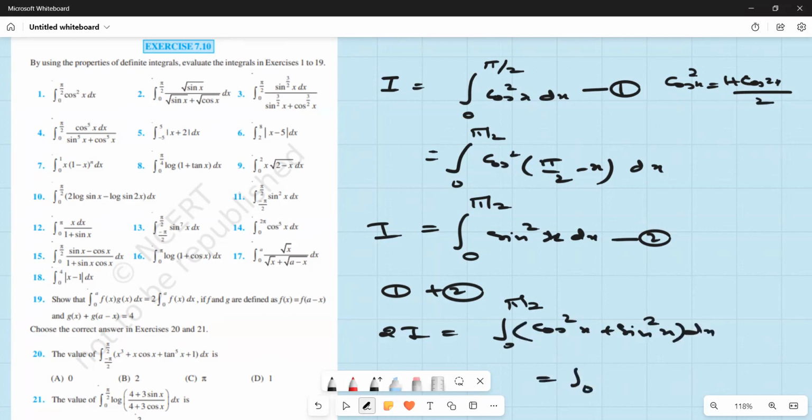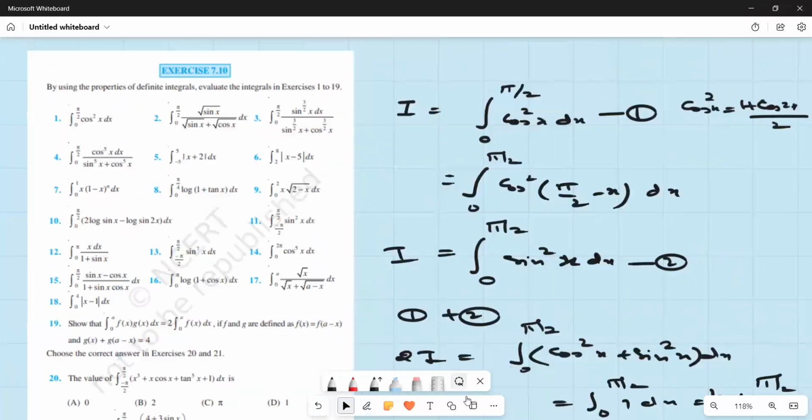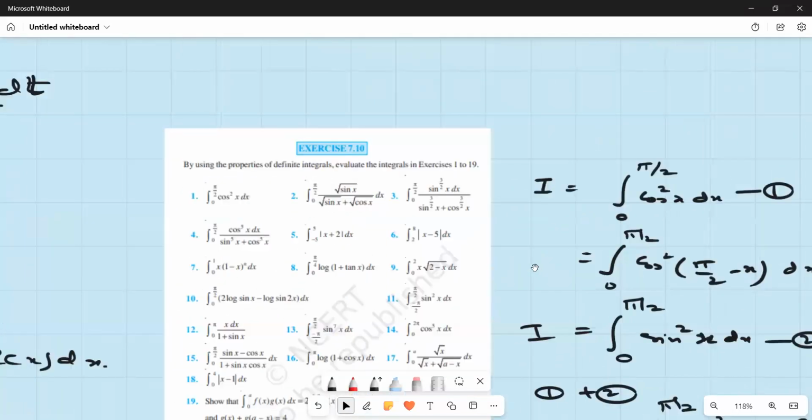So this is the integral 0 to pi by 2 of 1 dx, which is equal to x. Limit is 0 to pi by 2. So what are you getting? Pi by 2 now? 2I is equal to pi by 2. So I is pi by 4. Clear? Understood? When to use this a minus x property, 0 to a. That property we have used. Then the second question.